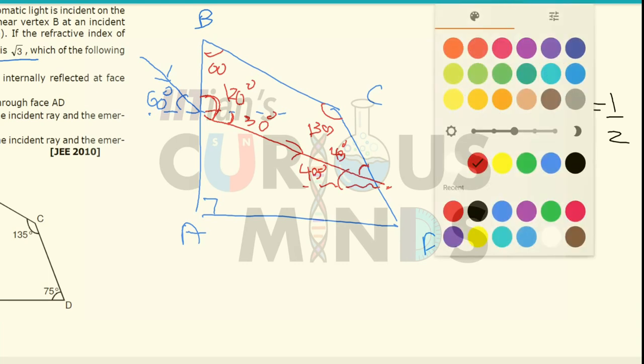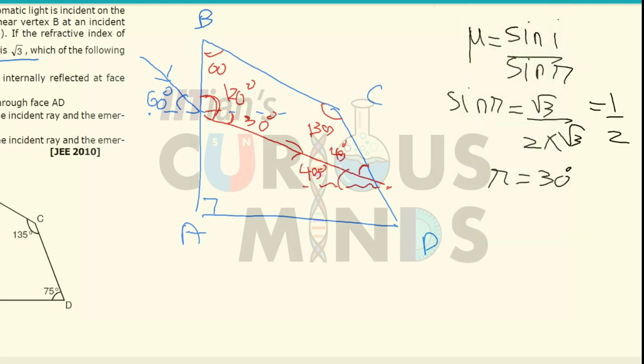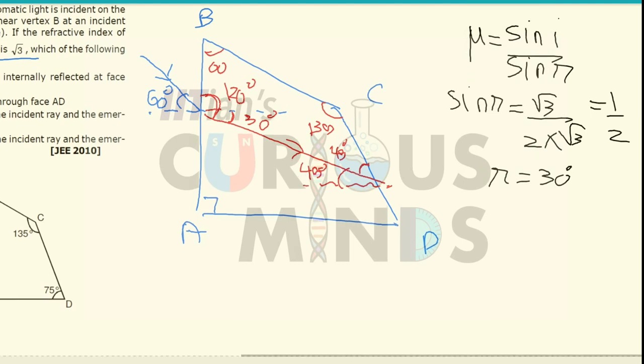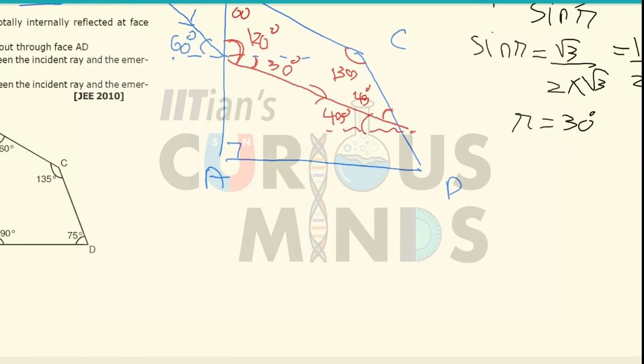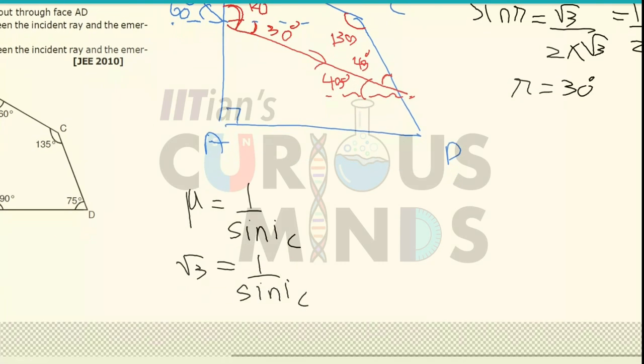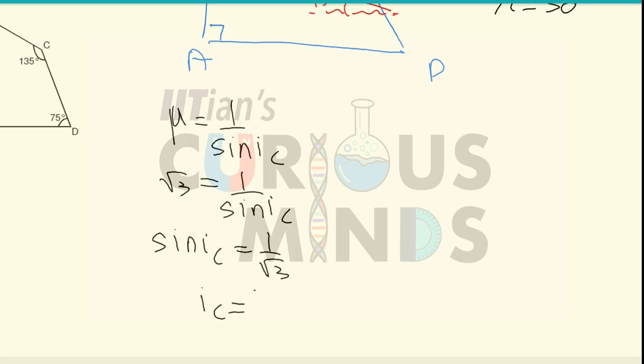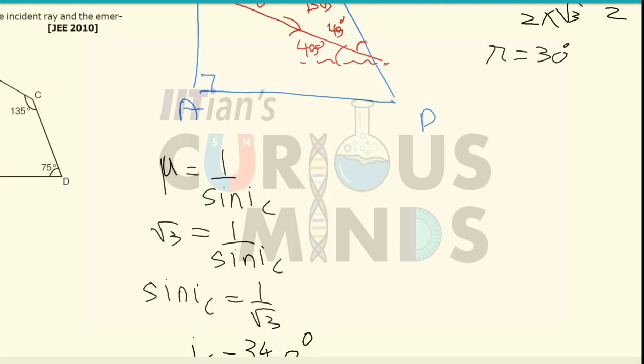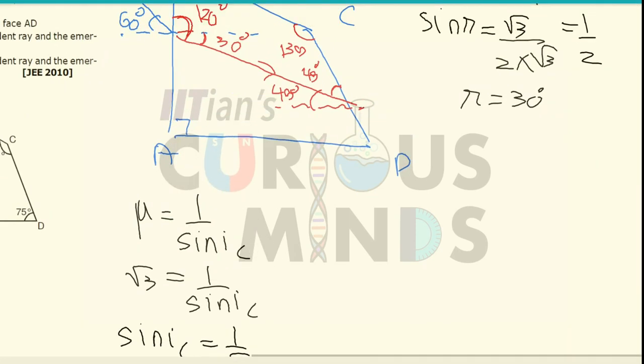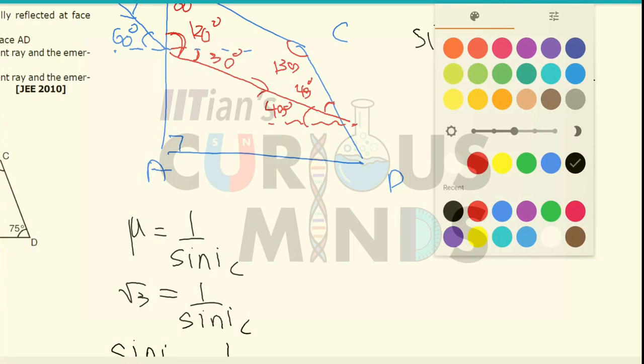In order to find out whether it will get total internally reflected or not, we have to find out what is the critical angle for this prism. So mu over here will be equal to 1 upon sin IC. So mu is equal to √3 is equal to 1 upon sin IC. Now sin IC will be equal to 1 upon √3. So if I calculate the value of IC, it will roughly come out to be 34.8 degree. Since angle of incidence is greater than the critical angle, I can say that there will be total internal reflection at this point.